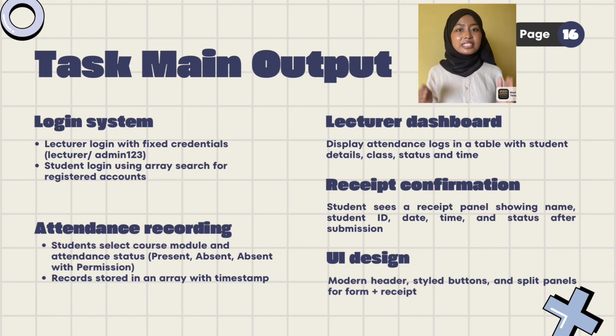Next is the attendance recording module, where the student interacts directly with the system. Students can select the specific course module and declare their attendance status from 3 options: present, absent, and absent with permission. Once submitted, these records are stored securely in an array, automatically stamped with the exact date and time.